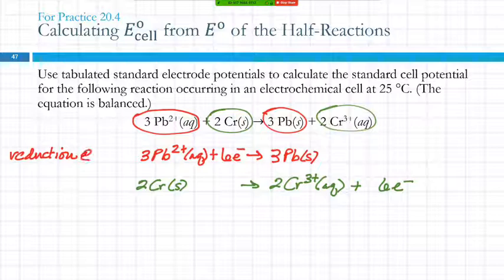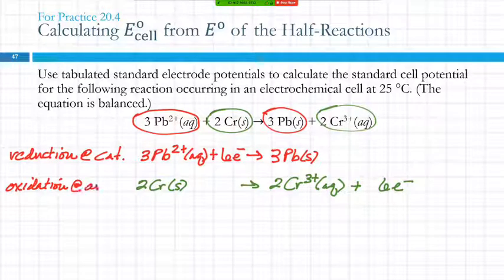Reduction occurs at the cathode or the anode? Red Cat. There's actually a local high school, they're the Red Cats. So that's the cathode. This one down here is losing electrons. That's oxidation. That's occurring at the anode.